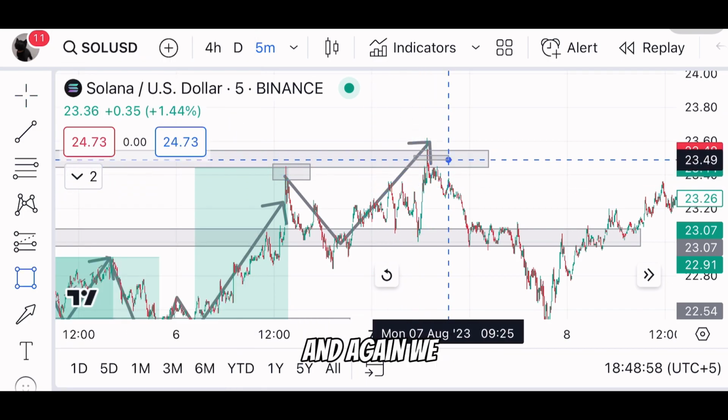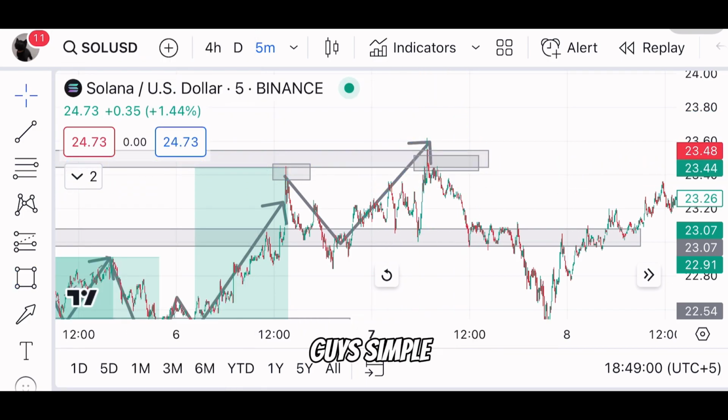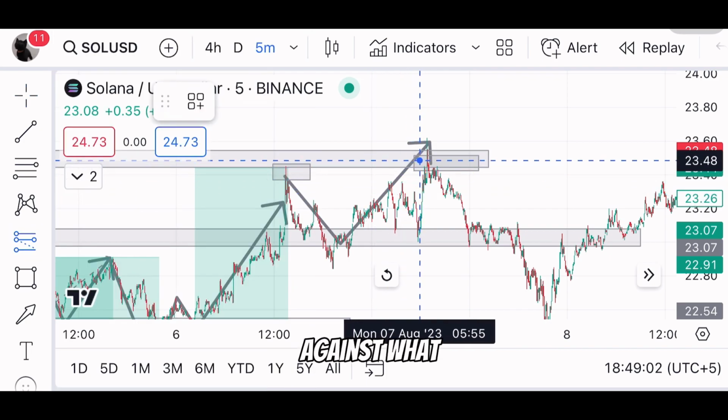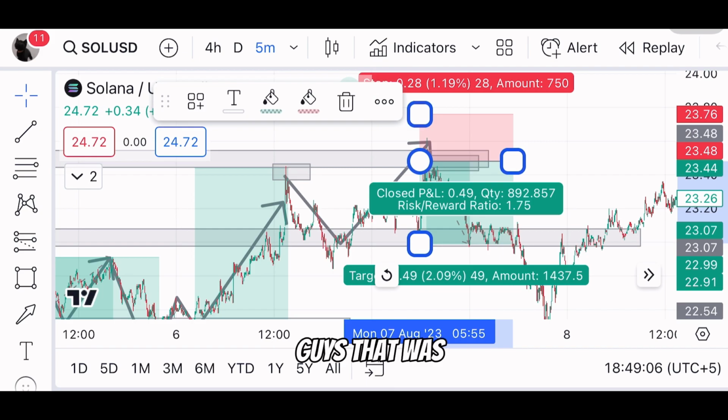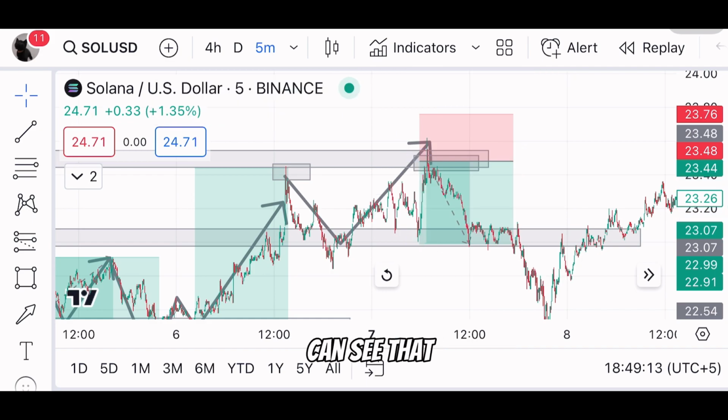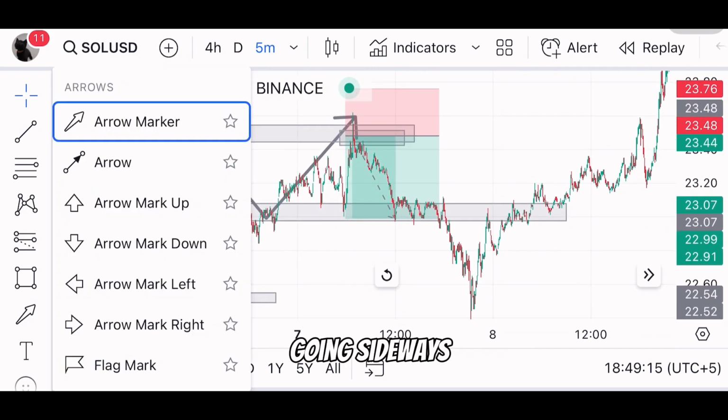And again we are reaching this supply zone, guys. Simple as you like. Again short this region, into this supply zone, guys. That was exactly the supply zone, but we move over this supply zone, guys. Now it's a demand zone, guys, and you guys can see that the price is definitely going sideways.